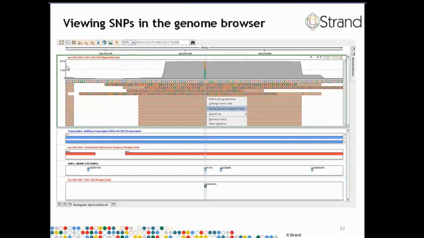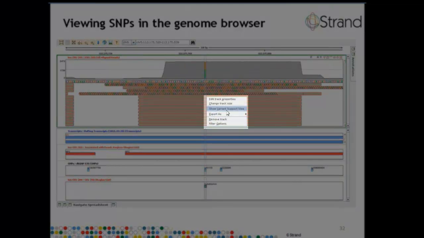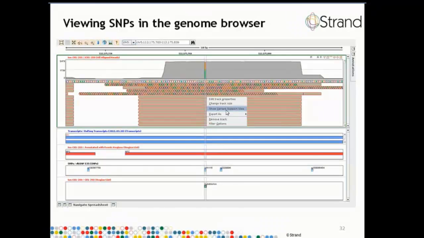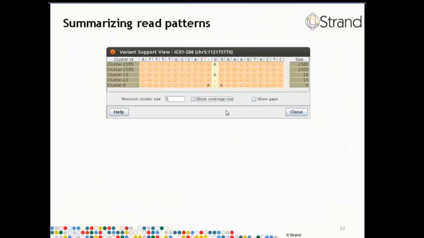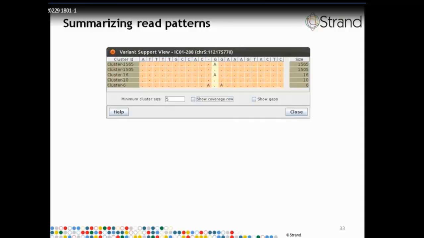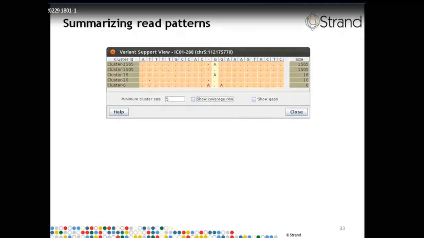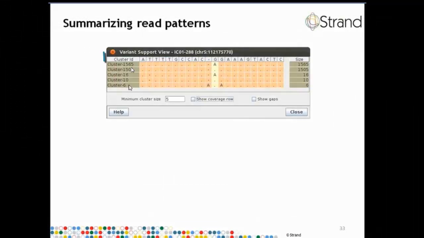So if you want to compress all of the reads to get a better idea of what the read patterns are in this particular vicinity, we can launch the variant support view directly from the genome browser. The variant support view takes a vertical slice of the genome, typically 10 bases on either side of the point that you selected. So it takes the 21 base pair window and takes that vertical slice through all the reads, and all the reads which have exactly the same sequence in this 21 base pair window are grouped together into a single cluster. So you can see that there are 5 clusters here which have size at least 5.